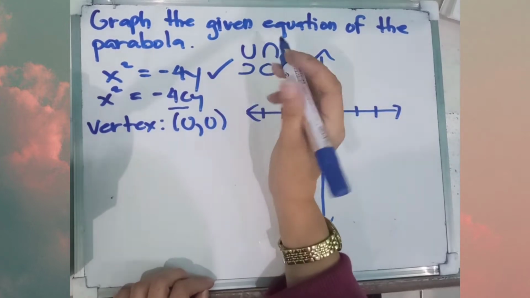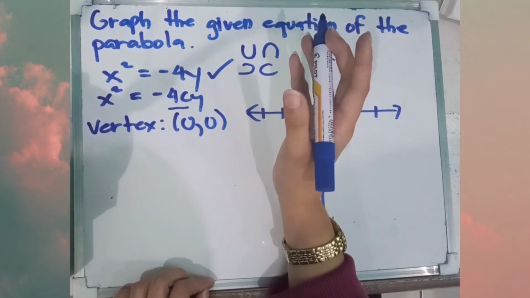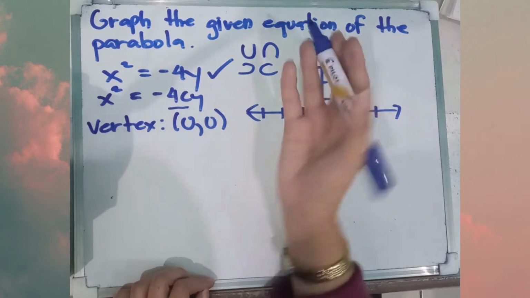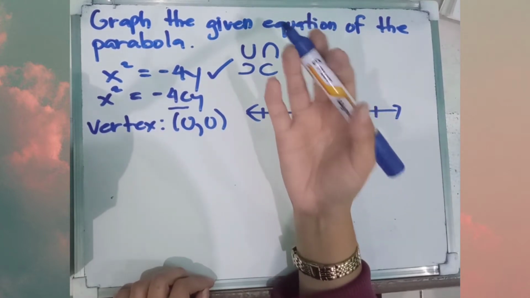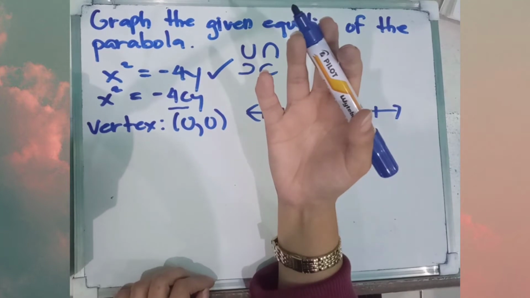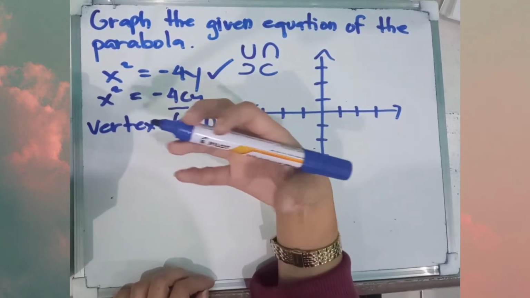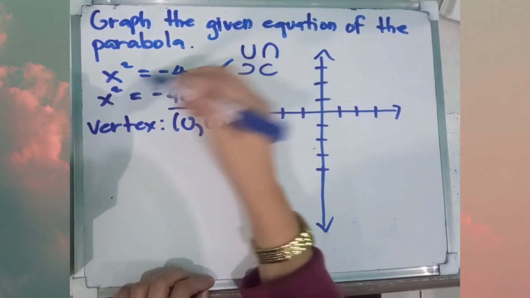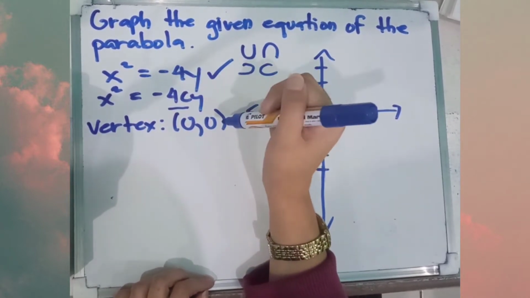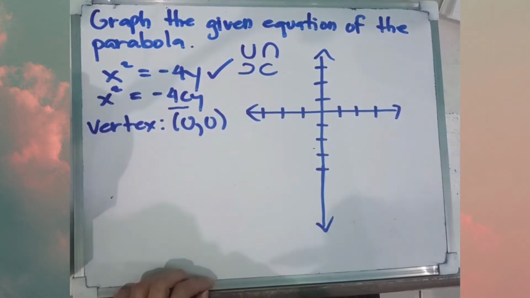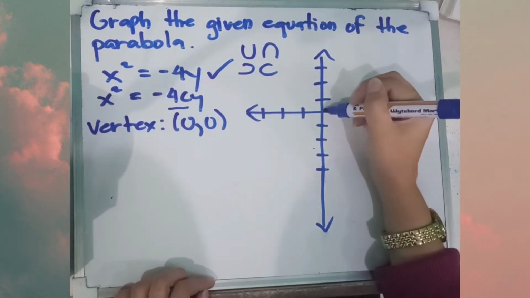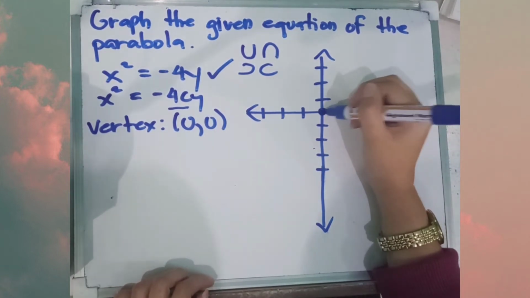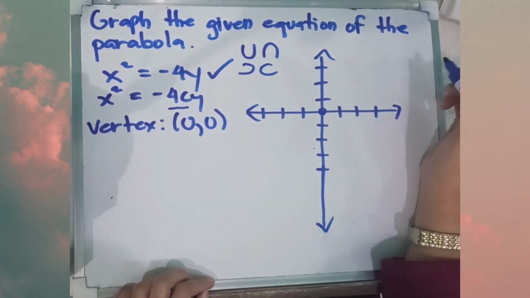Recall that for the summary, there were two types of standard equations. The first group, the vertex is at the origin. The other group, the vertex is not at the origin. So for this form, the vertex is at the origin or at (0, 0). So (0, 0) can be found here at the origin of the Cartesian plane.